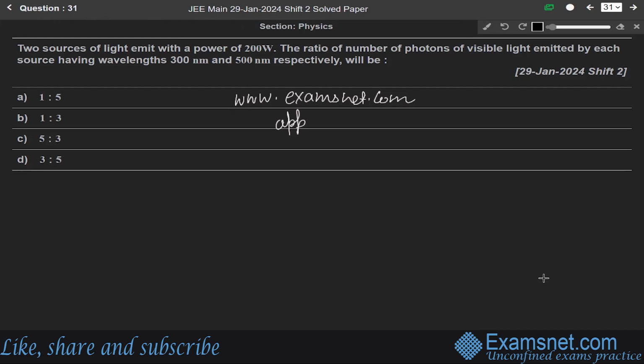So today, students, we will be solving the JEE 2024, 29th Jan Shift 2 paper. In this particular video, I'll be solving the physics part of the paper. So here we go.